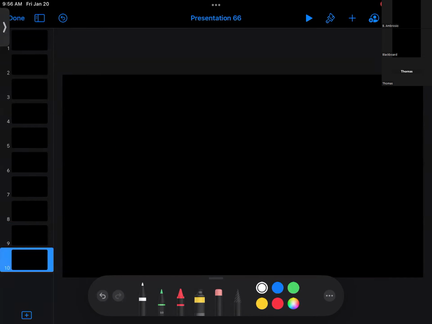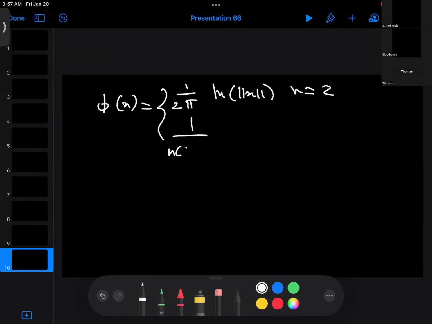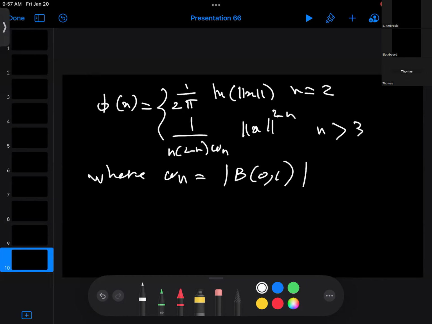Next, I'm just going to use a slightly different notation for the phi of x. Now for phi of x, I just normalize it, so I multiply it by a constant. It will be 1 divided by 2 pi when n equals 2, and 1 divided by n(2 minus n) omega n otherwise, where omega n is the Lebesgue measure of the unit ball in R^n. This is a constant which depends on the dimension. All right, so that being said, we have the following theorem now.